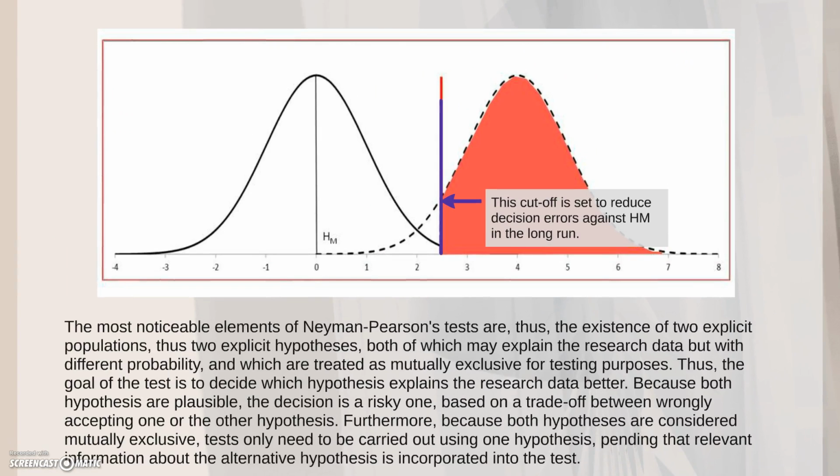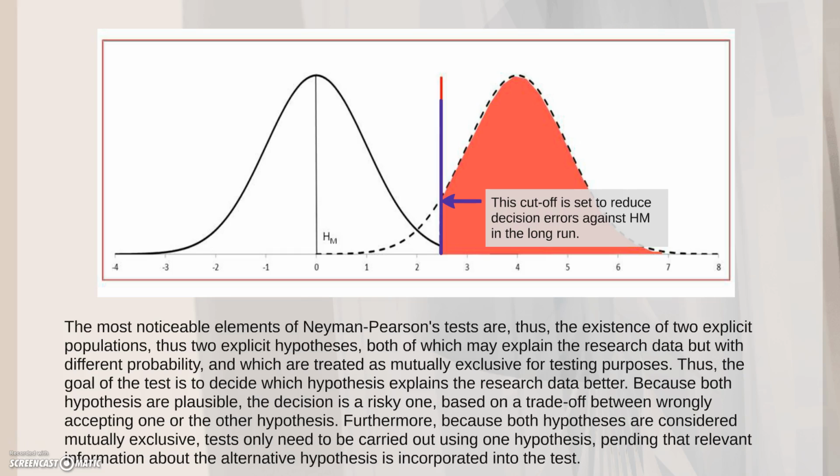Now, the most noticeable elements of a Neyman-Pearson's test are the existence of two explicit populations, therefore of two explicit hypotheses, both of which may explain the research data but with different probability, and both are treated as mutually exclusive for testing purposes. Therefore, the goal of the test is to decide which hypothesis explains the research data better.